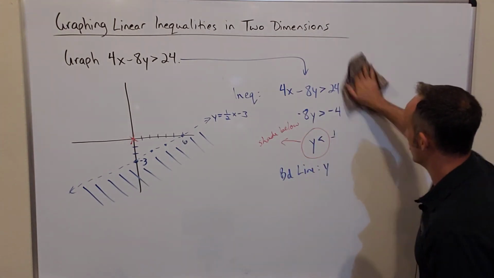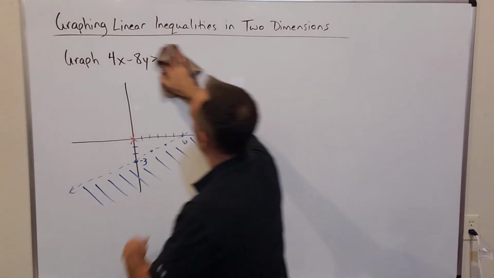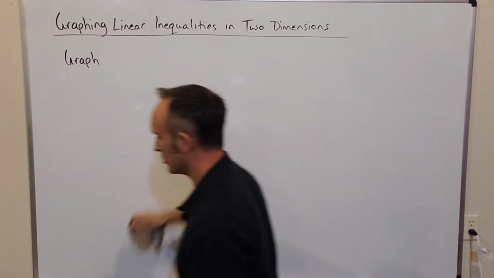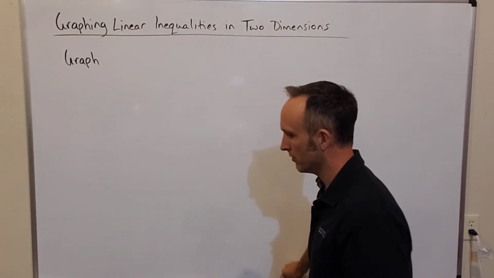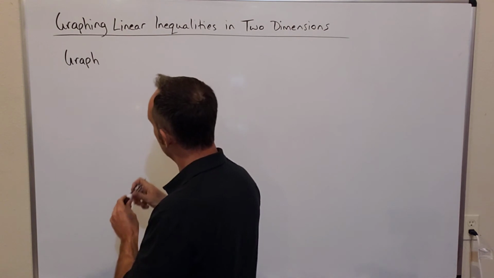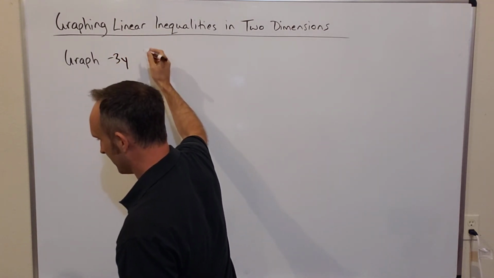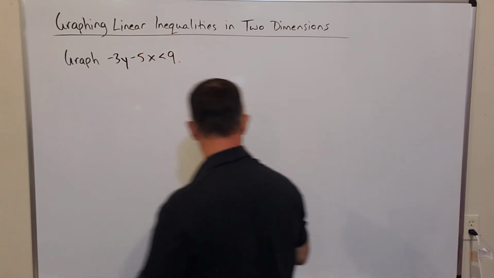All right, let's do one more. And this time, we'll look at another one in standard form, but we'll do it by slope-intercept first, okay? Just so you can see how to do it from scratch. All right, so the next one is negative 3y minus 5x is less than 9.